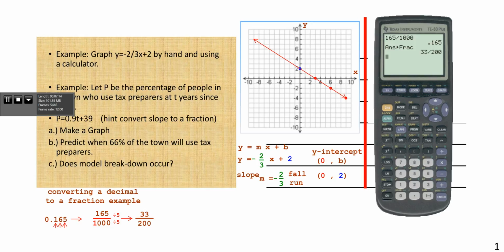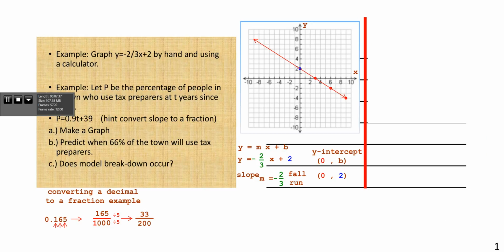So in other words, if you have a fraction that you're trying to simplify, 165 over 1,000, divide it out, or in other words, get a decimal, and then convert to a fraction, and it gives you the most simplified fraction. This could also be used as a tool to check your answer, to see if you got the most simplified fraction. So 33 over 200 would be the most simplified fraction.